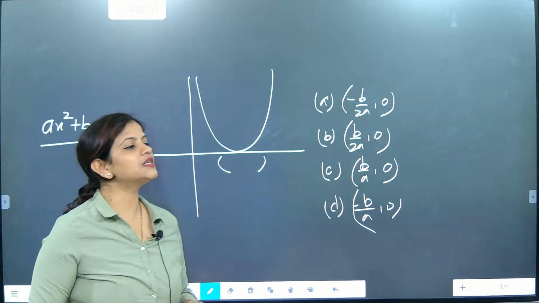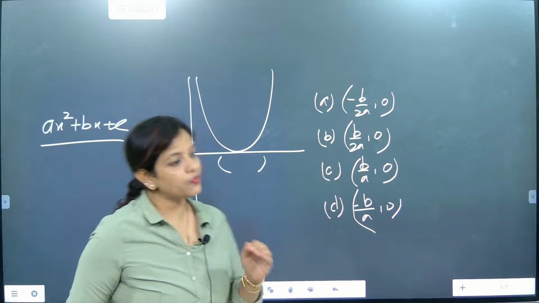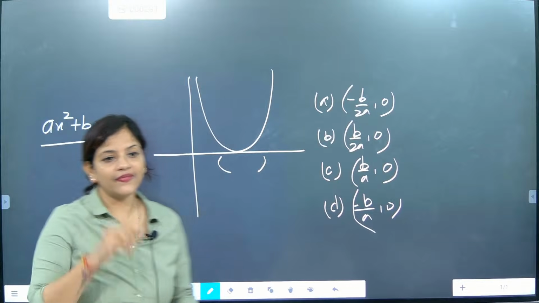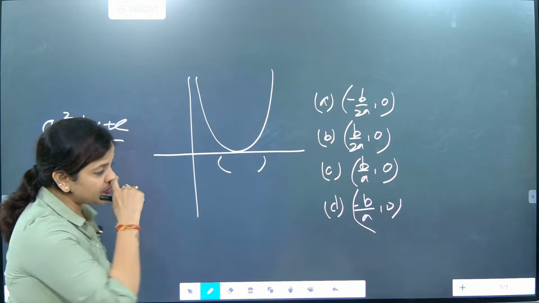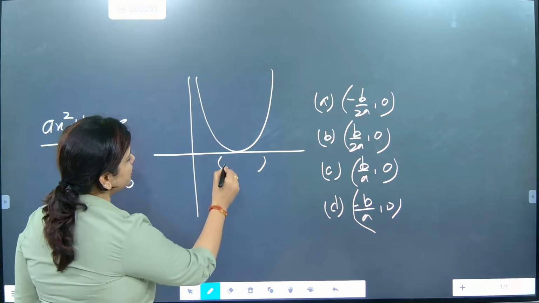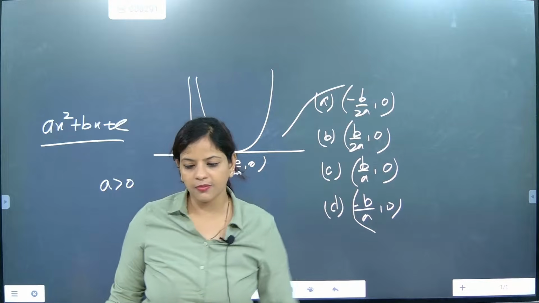So when you see the graph here, a is greater than 0. You must remember one thing. When a is greater than 0, you need only one clue: when the mouth is up, a is greater than 0. At that moment, you just close your eyes and say it will be minus b by 2a comma 0. The answer is A. Come on, do it. Note down.